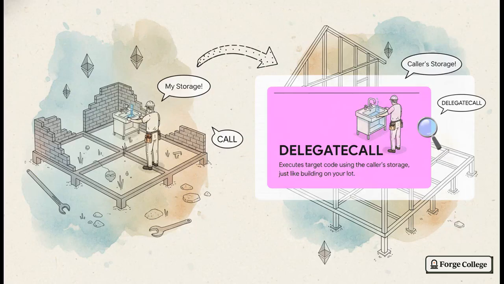Now, as any good manager knows, you have to tell your subcontractors exactly where to build. I mean, imagine a plumber showing up and installing a beautiful new sink literally inside your neighbor's house. That is the fundamental difference between call and delegate call. A standard call transfers value and triggers execution in the callee's context, meaning the subcontractor updates their own storage. But a delegate call executes the target code using the caller's storage. It's like the subcontractor brings their tools, but they build on your lot, updating your storage slots. Knowing exactly which opcode was used is essential when you're trying to trace where a state change actually originated.